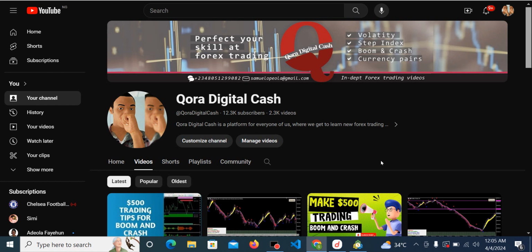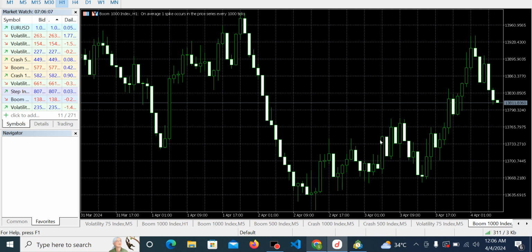I will be attending to one of the messages which I got in my DM asking about the best setup for a swing trading strategy. So we'll be checking that out right away using this chart. That will also depend on what we want to achieve at the end of the day.